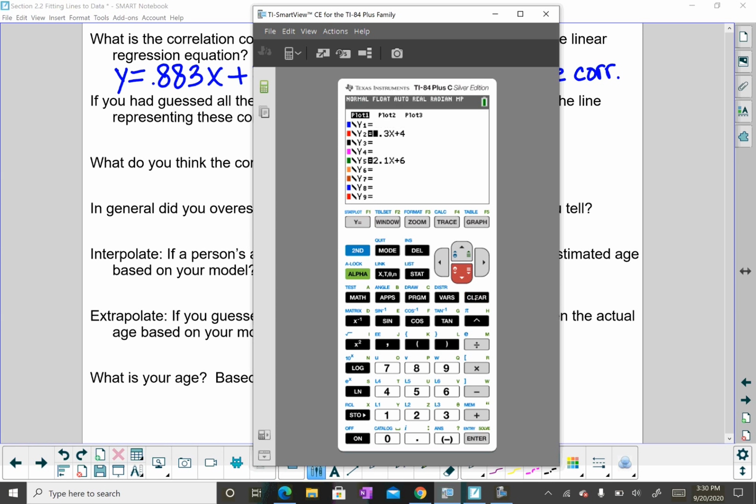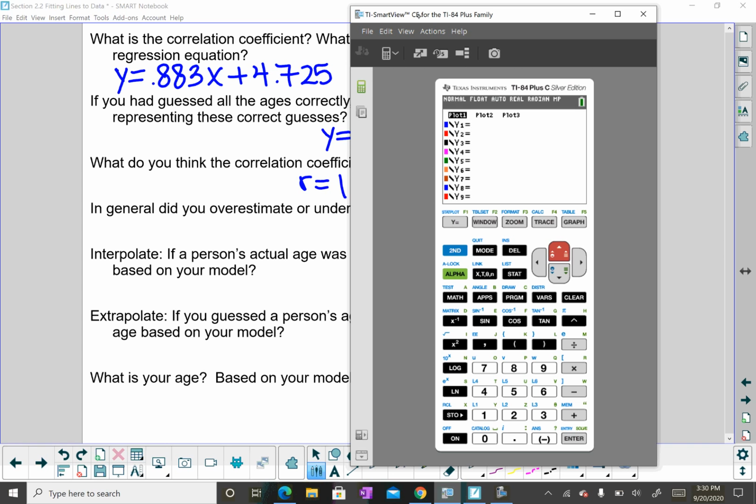Let me get rid of all of these that are in there already. There we go. And if I have 0.883x plus 4.725, so that's the line that would represent my husband's guesses. I'm also going to graph along with that this equation y equals x, which would be the equation if we had guessed every single thing correctly. So what I want you to be putting in your calculator is your equation for the line of best fit, and then in the second, y equals x.